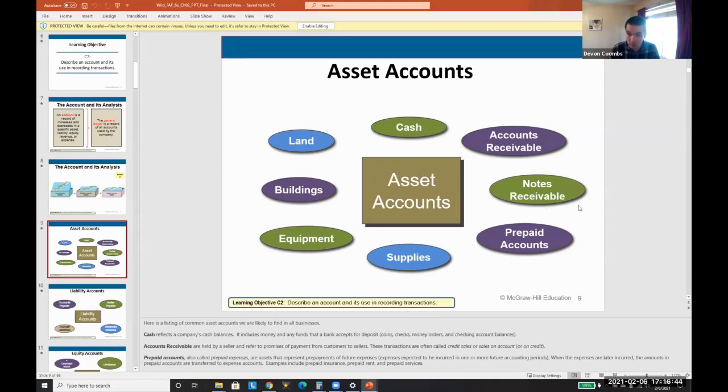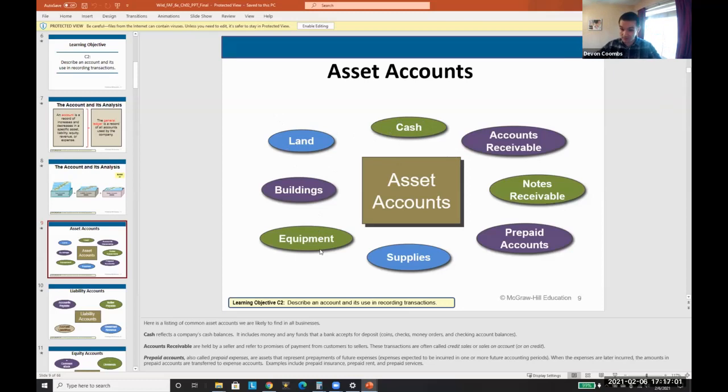They're all assets. Why are they assets? They're something the company has. The company has a right to receive money. The company has a right to use, in a prepaid situation, an office over a certain amount of time. The company has cash. The company might have land and equipment. This is all something the company has.